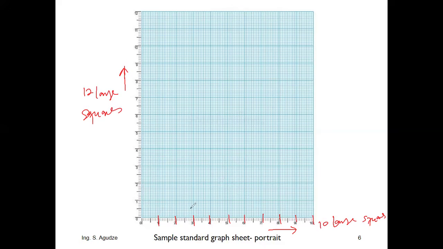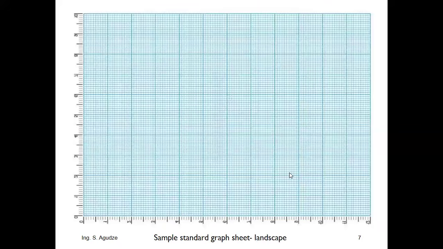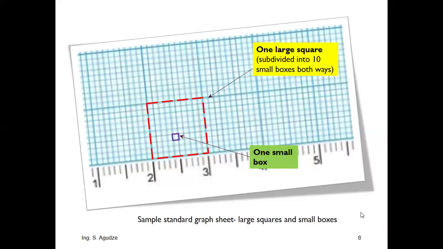This is if the graph sheet is positioned in a portrait direction. If it is in a landscape, then horizontally there will be 12 large boxes, and vertically there will be 10 large boxes. To further throw light on that, when I say large boxes, I'm talking about what have been marked with the red boundaries.